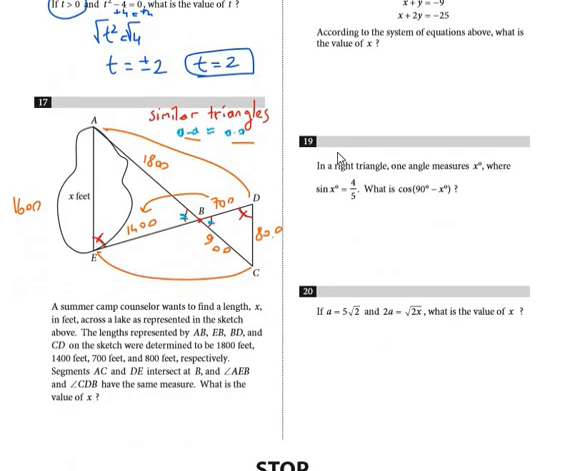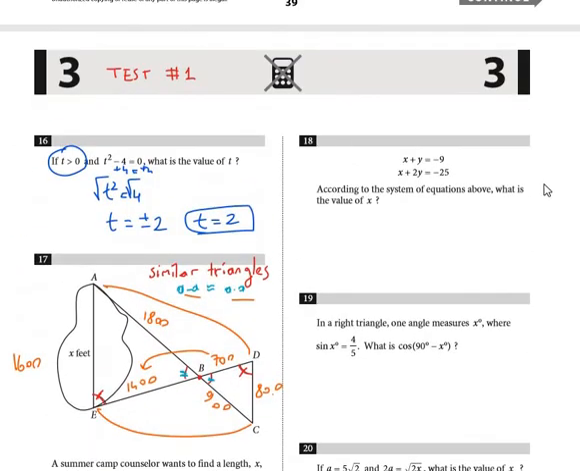Let's go to question 18. We were given two systems of equations and they want to know the value of x. So we can use the elimination method, which is pretty fast. x plus y equals -9, x plus 2y equals -25. If I multiply this whole equation by a negative sign, I can obtain negative x and it can cancel with the positive x. So that's the plan.